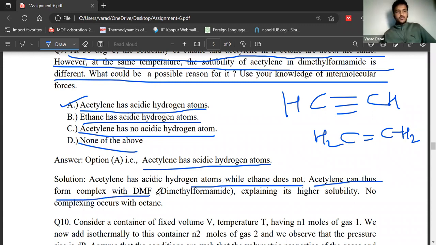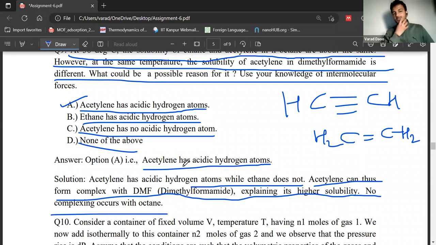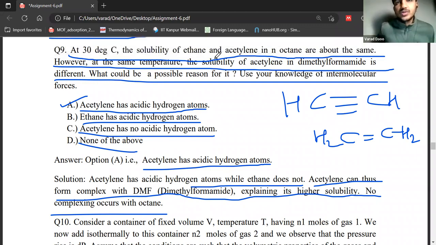Acetylene can thus form a complex with dimethyl formamide, explaining its higher solubility. No complexing occurs with octane. That is it. So anybody has any doubt in this question? I'll wait for a couple of minutes if you have any doubts. Otherwise, we'll move on to the next question.